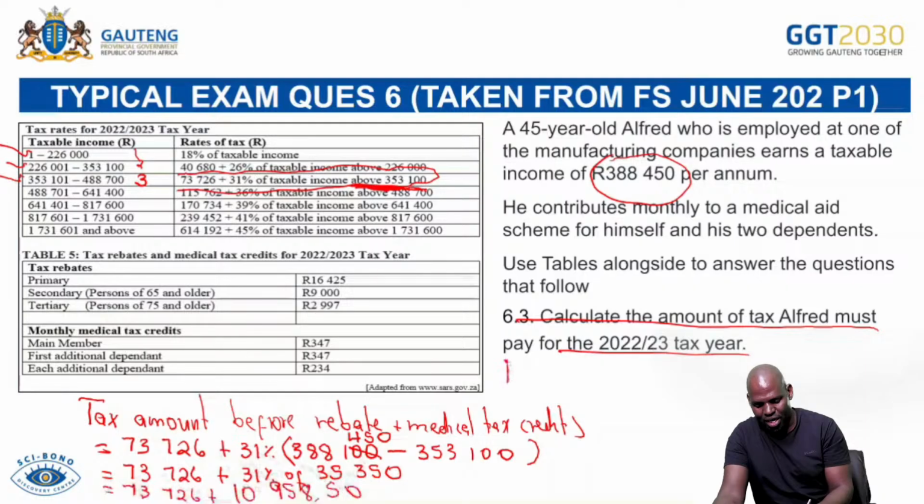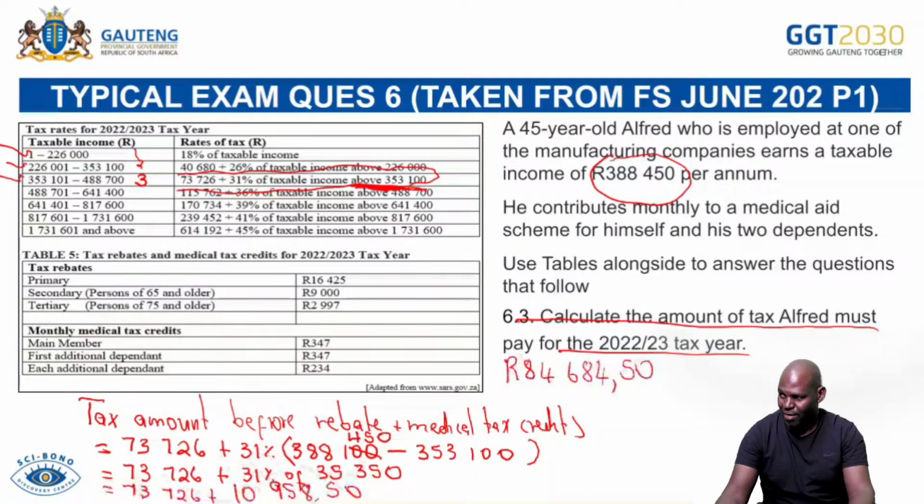So I'm going to write it there so that you can clearly see it on the screen. 84,684 rand and 50 cents. Okay, 84,684 rand and 50 cents. Remember, this is before rebate and medical tax credit.